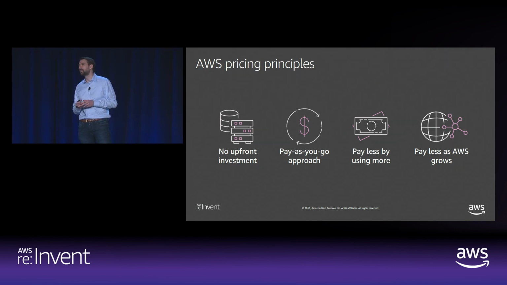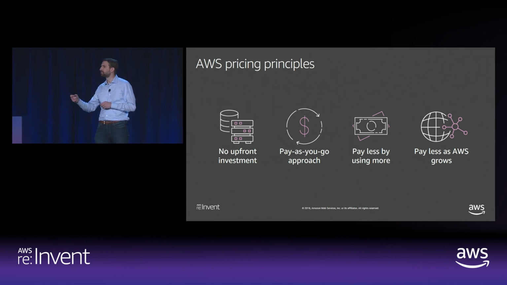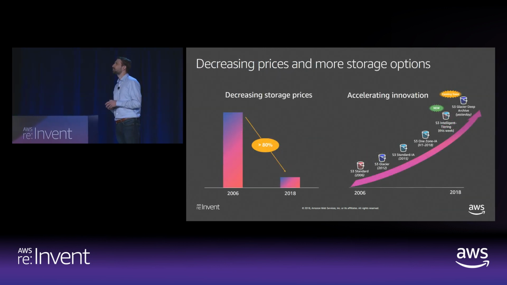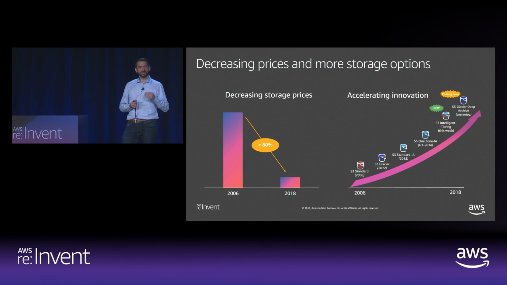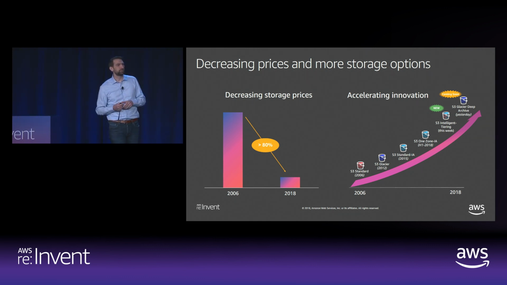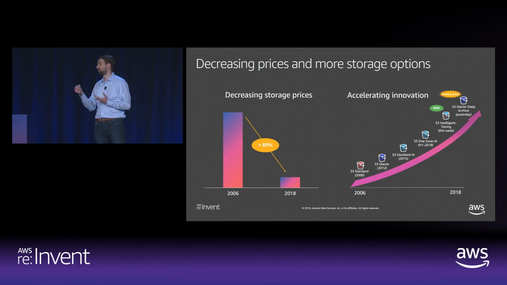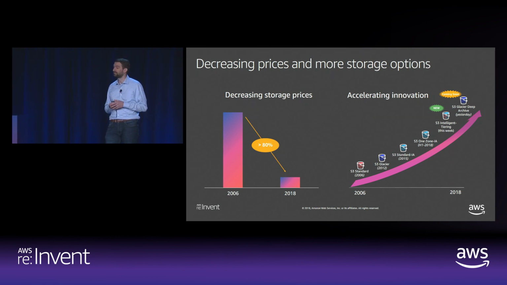It's really interesting because we innovate on your behalf. When you think about it, we launched more regions, more availability zones, and more storage classes over time. In addition to that, we reduced prices over time. The next slide shows you those two vectors, and what happened over the last 12 years. Over the last 12 years, we decreased storage prices by more than 80%. That means on average, every year storage prices go down by about 15%.